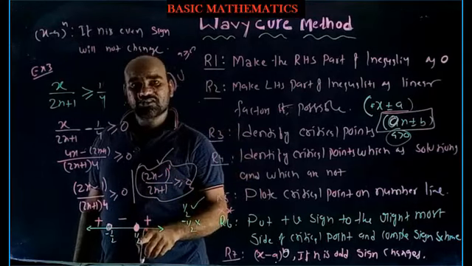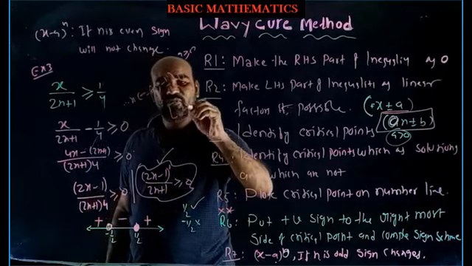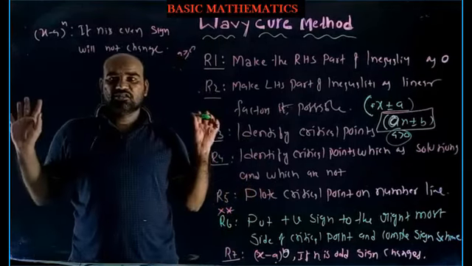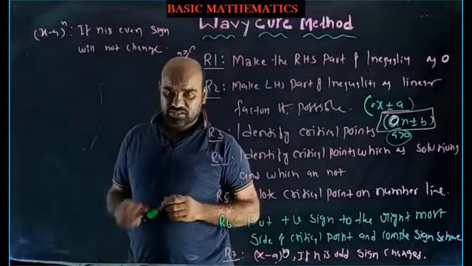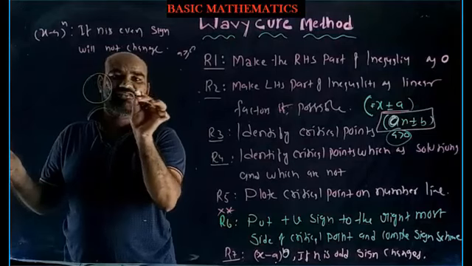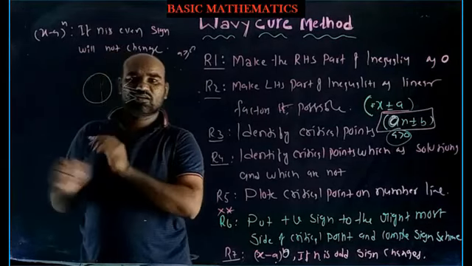Union. 1 by 2 is there, solution, closed 1 by 2, open infinity. This is the solution for this problem. Okay, students, now I am finalizing the Wavy-Curve method. Your inequality should have this form.